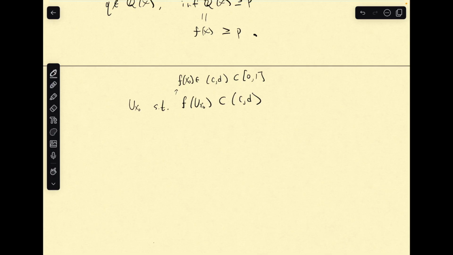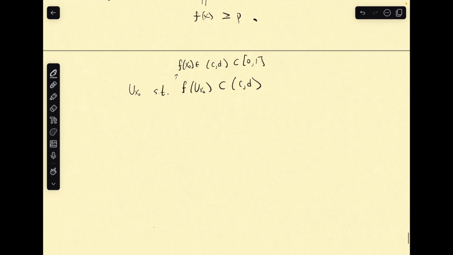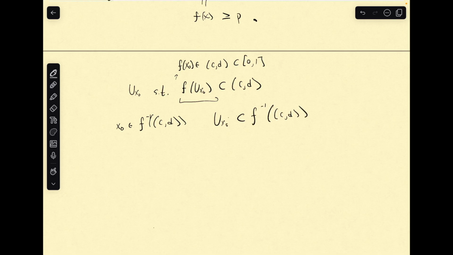And the reason that this works as a definition of continuity is that this is essentially saying that for the preimage of c to d, and any point x naught in this preimage, there's an open neighborhood u of x naught contained in this set, which means, since x naught was an arbitrary point of this preimage, that every point in this preimage is an interior point, which means that the preimage here is open.